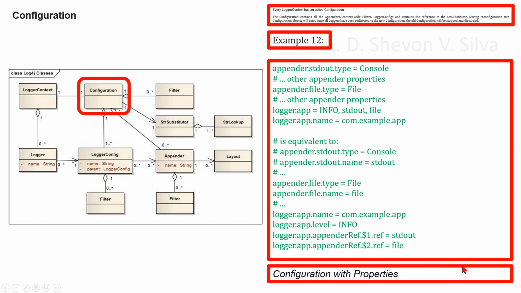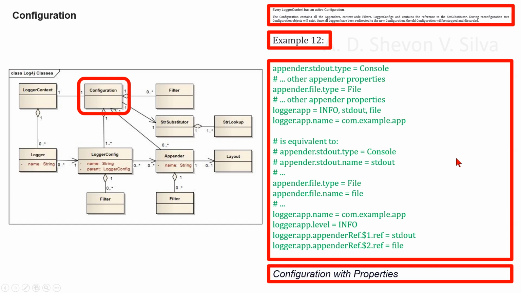Here you can see the configuration with properties. As of version 2.4, Log4j now supports configuration via properties files. Note that the property syntax is not the same as the syntax used in Log4j 1. Like the XML and JSON configuration, properties configuration defines the configuration in terms of plugins and attributes to the plugins.